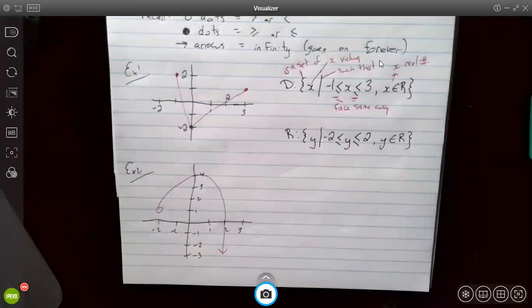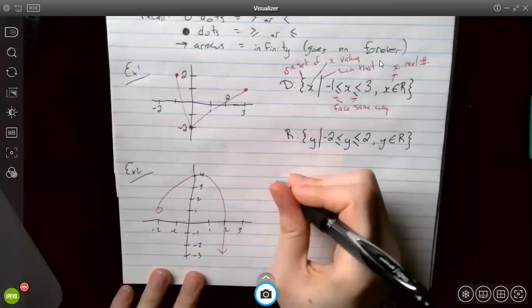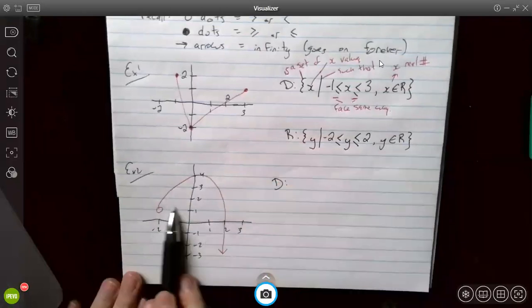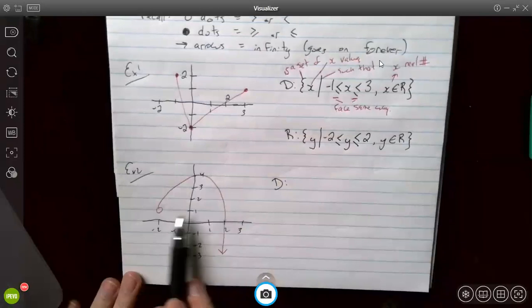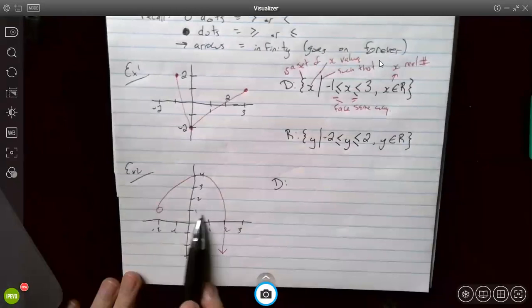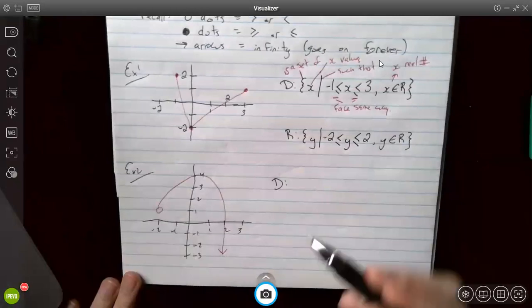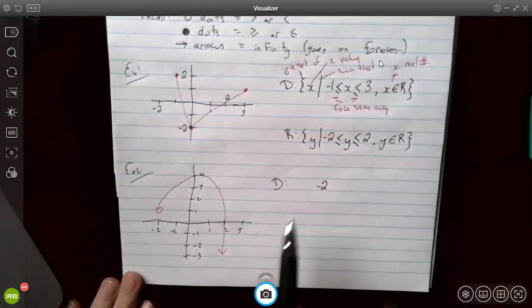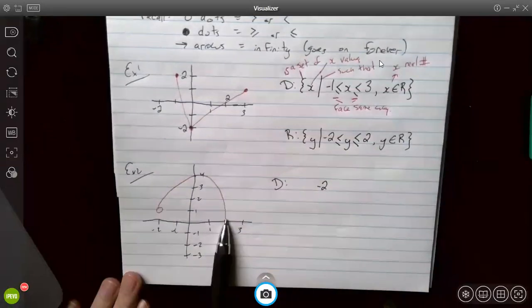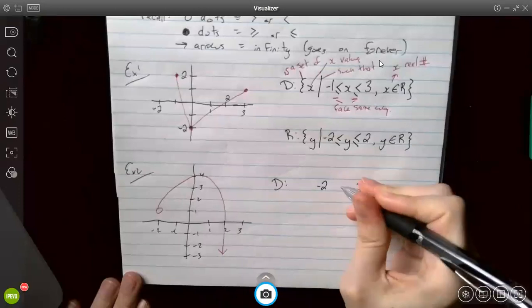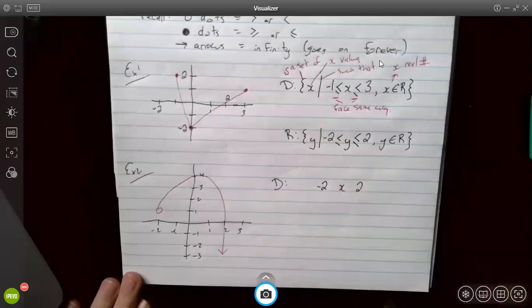Okay, this one looks a little bit different. Let's start with our domain again, which is how wide the graph is. We always want to start with our lowest number first. So our lowest number here on our x-axis, the furthest to the left it goes, is -2. And then the furthest to the right that this goes is +2. And x is going to be between them.